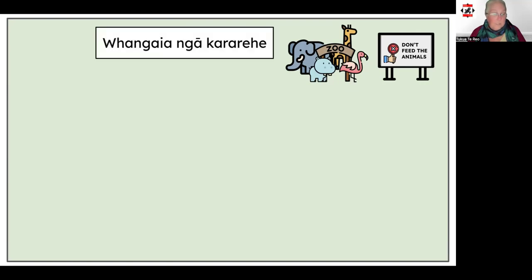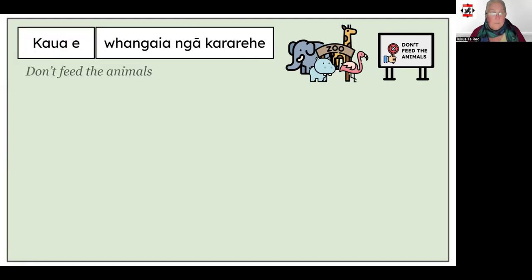Negating passive instructions is done in the same way that we would negate a non-passive instruction, which is done by using kaua e. Here's an example. We'll go with the negative imperative, don't feed the animals. The affirmative word would be whangaia, ngā kararehe. And all we have to do to negate that is add kaua e. Don't feed the animals. Here's another couple of examples.